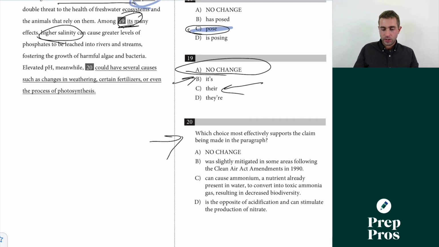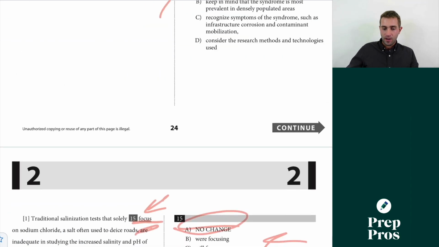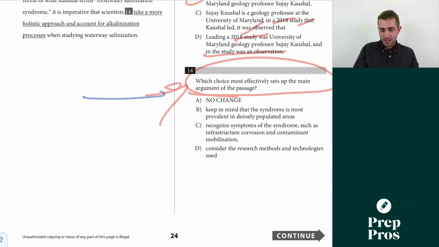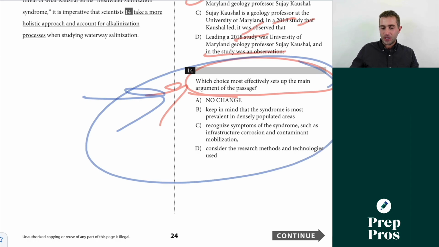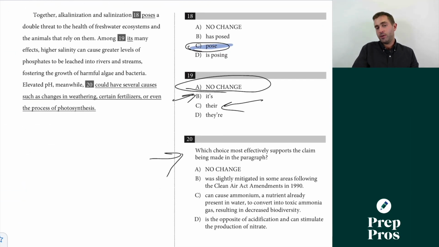Question 20. Which choice most effectively supports the claim being made in the paragraph? Well, here we'll read back through this paragraph together. So together, alkalinization and salinization blank a double threat to the health of the freshwater ecosystems. And we'll have to remember that we have to come back to this question, which I mentioned earlier, but I just clued myself in again because we haven't read the whole passage yet. But question 20, which choice most effectively supports the claim being made in the paragraph? So we're just focused on this.